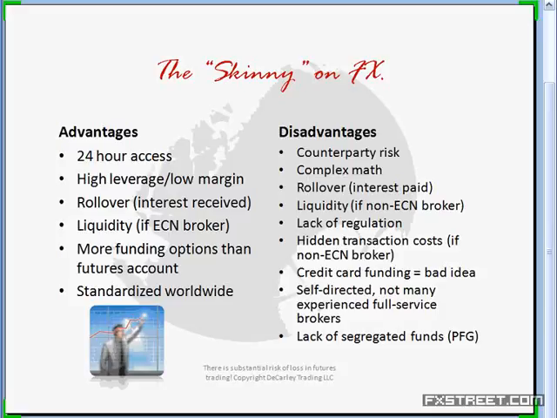Here's the nuts and bolts of Forex. There are definitely advantages. It's 24 hours. They offer high leverage, low margin. If you happen to be on the right side of the rollover, you actually receive interest for that, and that's what triggers things like the carry trade, where traders get into interest-bearing positions and sometimes become complacent, so you have to be careful with that. But it's definitely an advantage to have interest paid to you when you have a trade on.